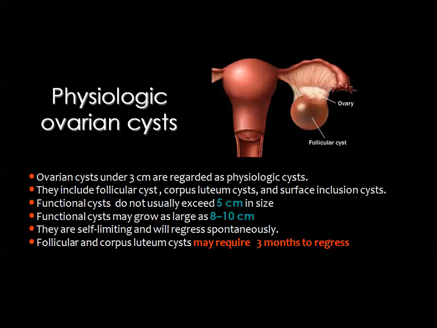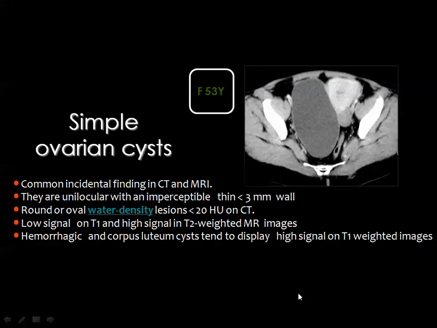Then what about the physiologic ovarian cyst or the functional ovarian cyst, which means one of the cysts that will grow to ovulate later on, and this functional cyst does not usually exceed the size of 5 centimeter. It is usually in the range of 2 to 3 centimeter, but some of the functional cysts may grow up to 10 centimeters, and these cysts will regress spontaneously, and they may require 2 or 3 months to reach the full regression.